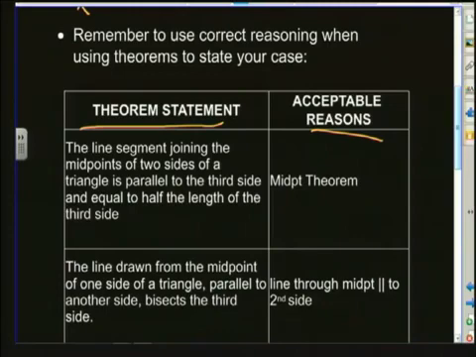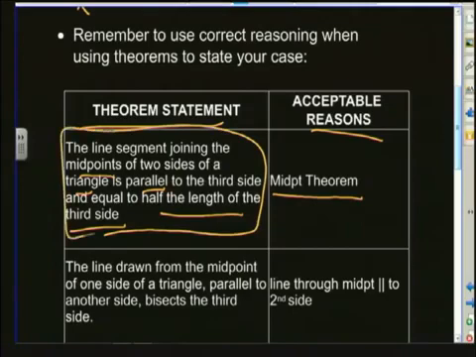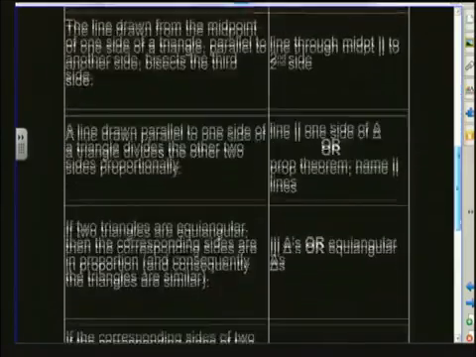The first one, the line segment joining the midpoints of two sides of a triangle is parallel to the third side and equal to half the length of the third side of the triangle. The acceptable reasoning when you use that theorem statement is, we call that the midpoint theorem. So you won't rewrite the entire statement out. It's simply appropriate and acceptable to write that reason as the midpoint theorem.